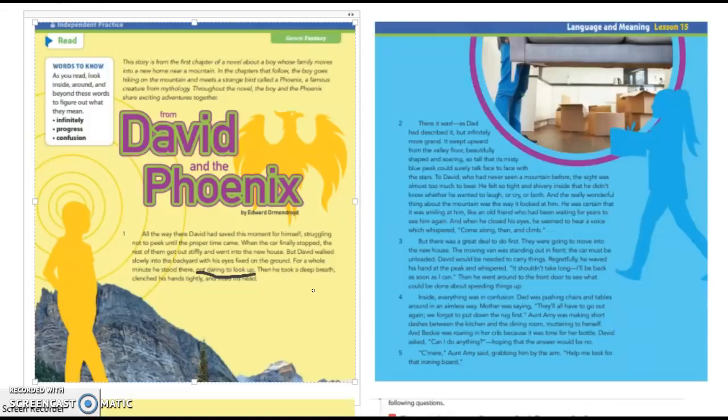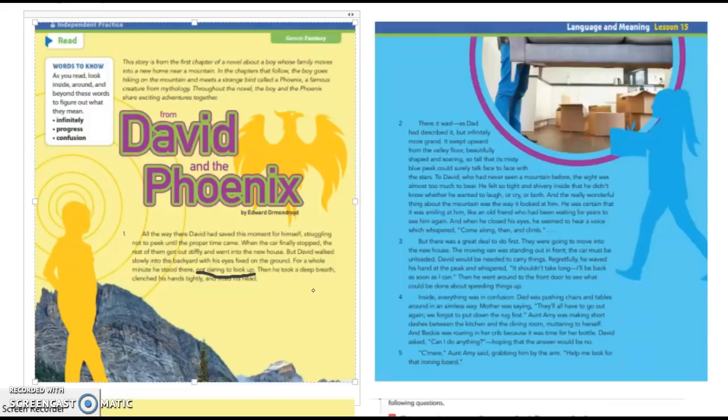But there was a great deal to do first. They were going to move into the new house. The moving van was standing out in front. The car must be unloaded. David would need to carry things. Regretfully, he waved his hand at the peak and whispered, "It shouldn't take long. I'll be back as soon as I can." Then he went around to the front door to see what could be done about speeding things up.